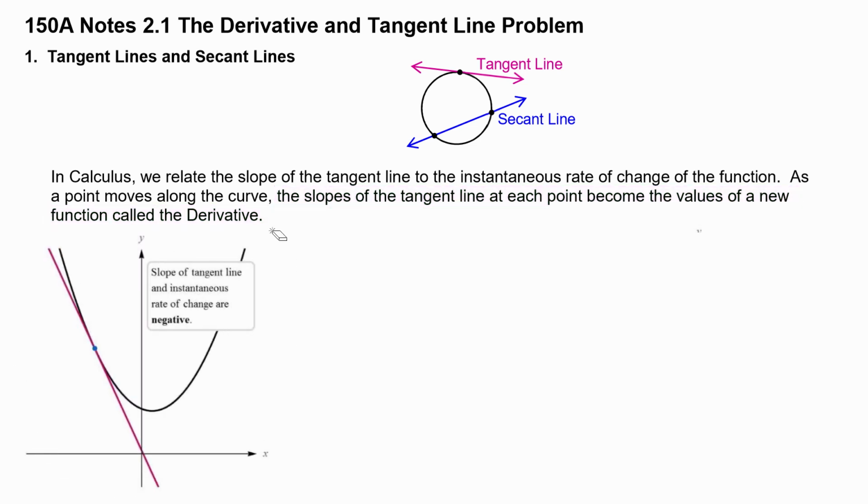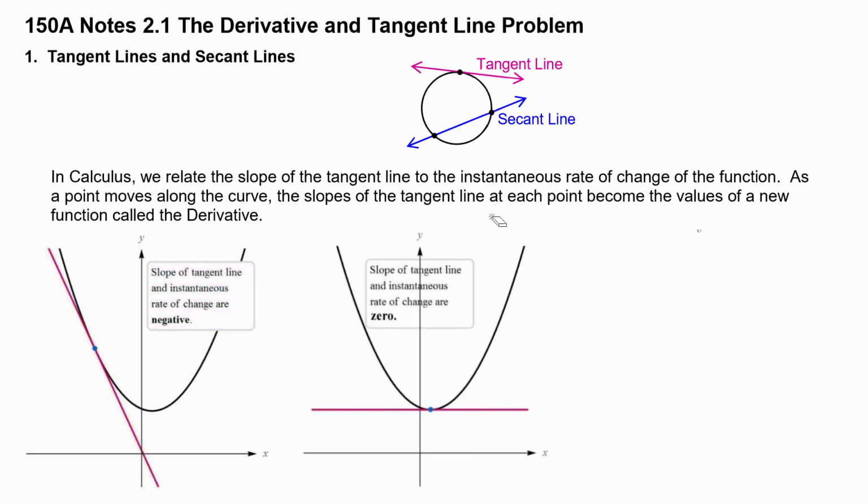Let's take a look at this diagram. We have a curve here, and at this point, this would be the tangent line. And the slope of that line is the instantaneous rate of change of the function. So in this case, because this is the tangent line, the slope of the tangent line and instantaneous rate of change are negative.